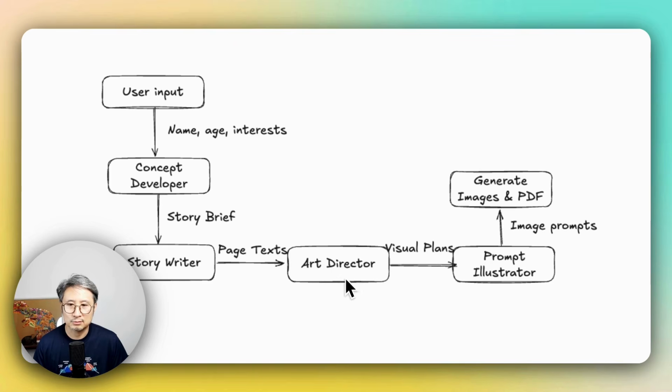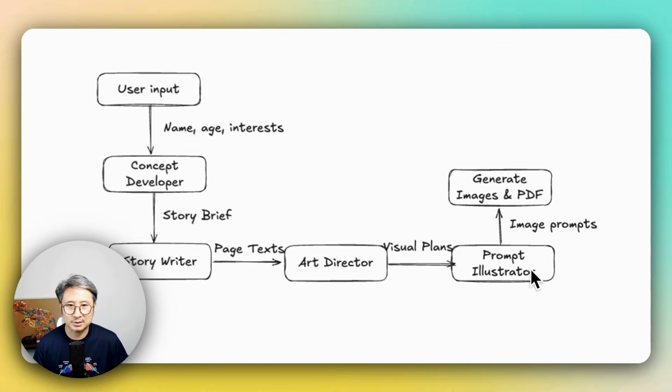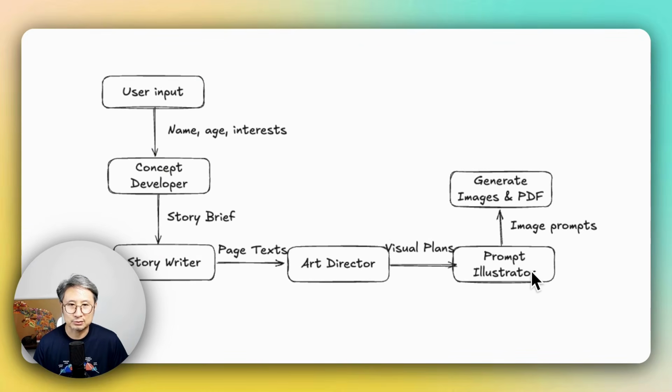to make sure the text is well printed. And then finally, the visual plans move to the prompt illustrator, who is the prompt expert for AI image generation. It takes the art directions and style and then makes detailed prompts for the image model. They copy character details word for word into each prompt for consistency, focus on the main characters with simple backgrounds, and for the cover, make it bright and add the title.